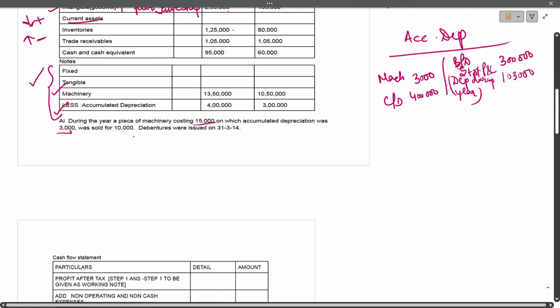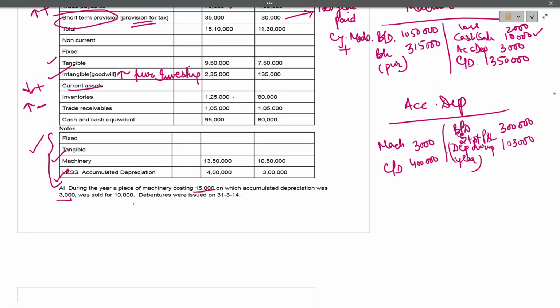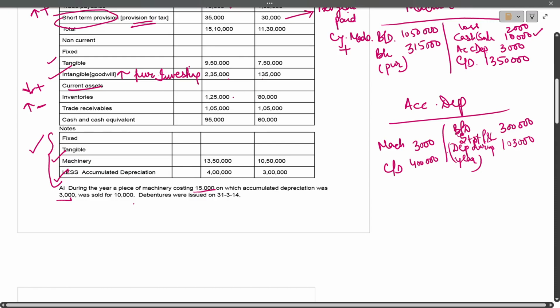Next we have trade receivable. It remains same, no change. Cash and cash equivalent, bank overdraft, marketable securities, these things we don't take. So let's come back to the next part.